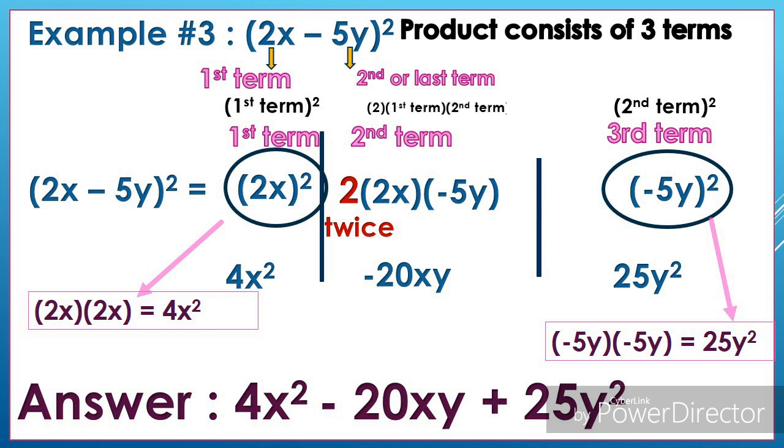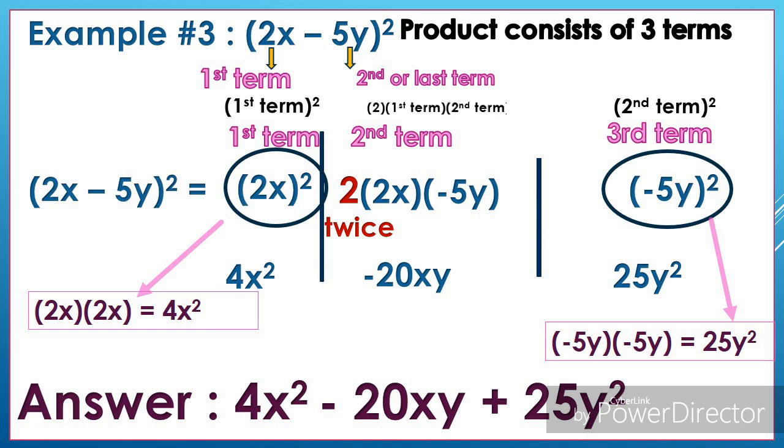Okay, in this example, ang first term natin is 2x. So, we have now 2x square. Okay, so doon tayo sa arrow. 2x square means 2x times 2x equals 4x square. And for the second term, twice meaning 2 times. So, ang first term natin is 2x. Ang second term natin is negative 5y. So, 2 times 2 is 4 times negative 5 is negative 20xy.